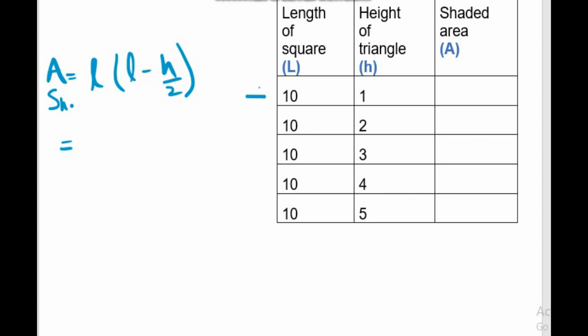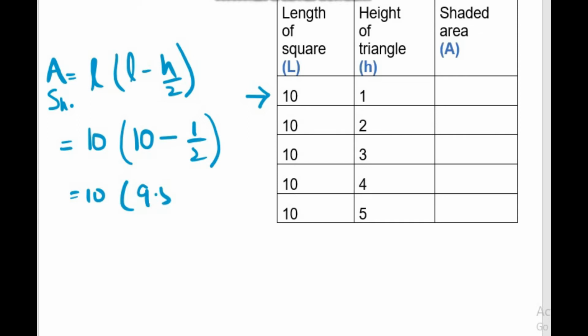I'll do 1 or 2 examples with you, and then I'll leave the rest for you to fill in yourself. So if the length of the square is 10, that's 10, and then 10 again. The height of the triangle for the first part is 1, so this is 1 over 2. 10 minus a half is 9.5, so the area is 95 when the height of the triangle is 1.